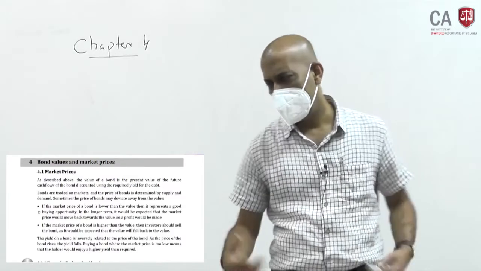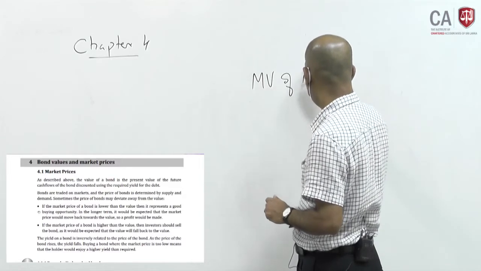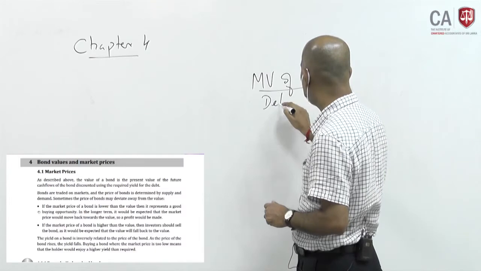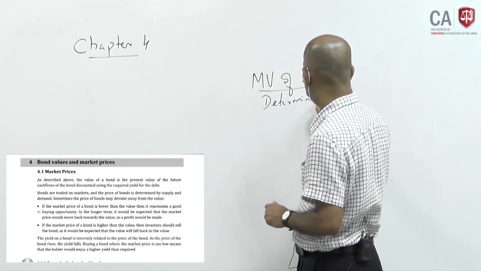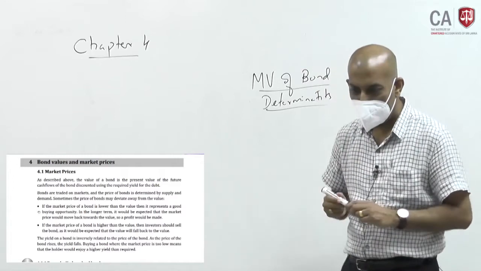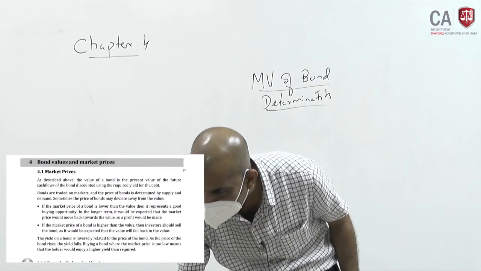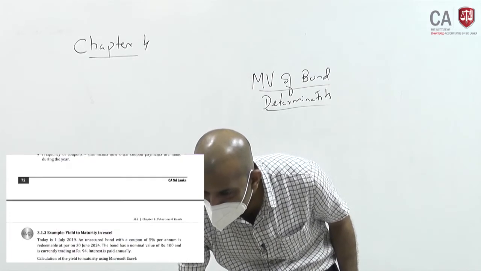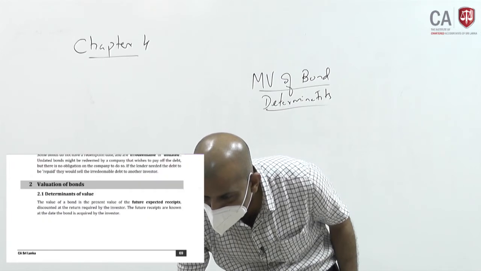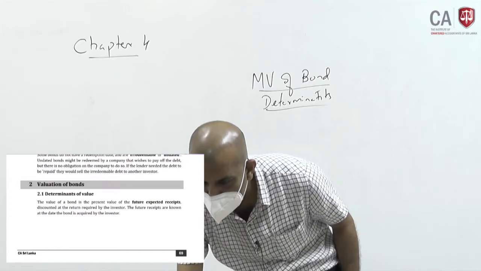Then the market value of the bond. Market value of the bond, there are certain determinants, right? There are certain things which will determine your market value of the bond. You can see here, page 69, determinants of value.